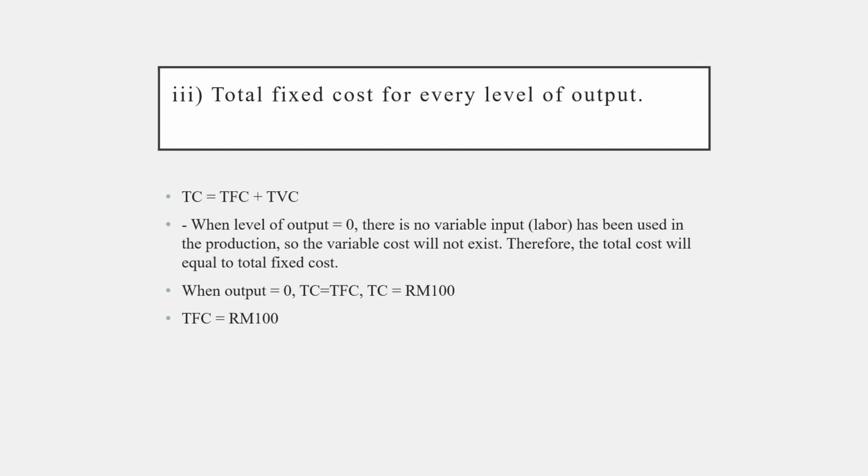Number 3. Total fixed cost for every level of output. Total cost equals total fixed cost plus total variable cost. When level of output equals 0, no variable input has been used in the production, so the variable cost will not exist. Therefore, the total cost will equal total fixed cost. When output equals 0, total cost equals total fixed cost. The total cost in the question is 100 ringgit, so the total fixed cost is 100 ringgit.